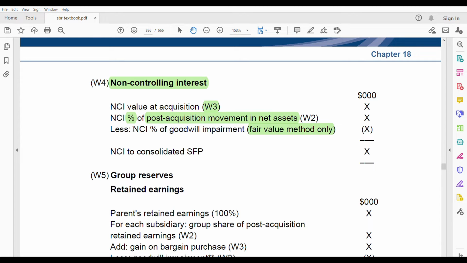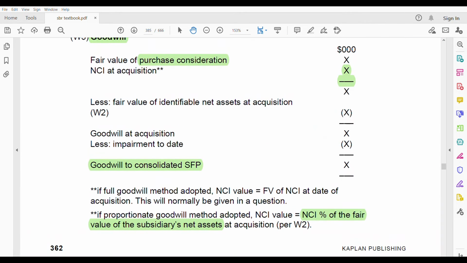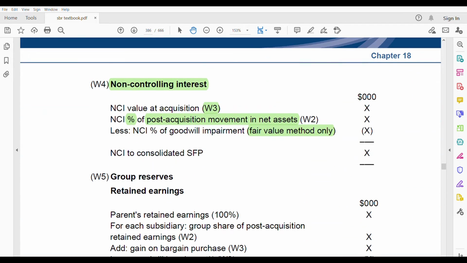What is it? The NCI percentage of goodwill impairment. Whatever impairment you have calculated for goodwill, you take the NCI percentage of that impairment and deduct it from here. Why are you doing it? Why are you deducting under the fair value method and not under the proportionate method? The reason is that when you take fair value, it includes both the NCI's percentage and the parent's percentage of that goodwill, of that impairment.